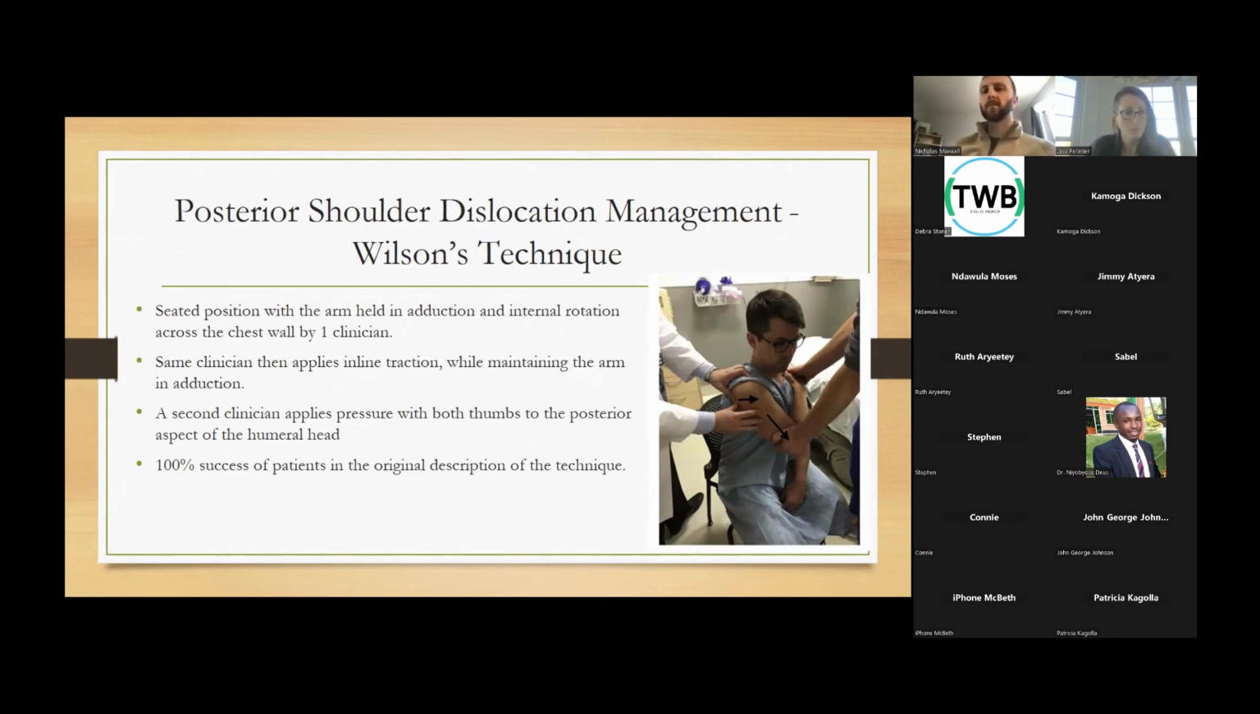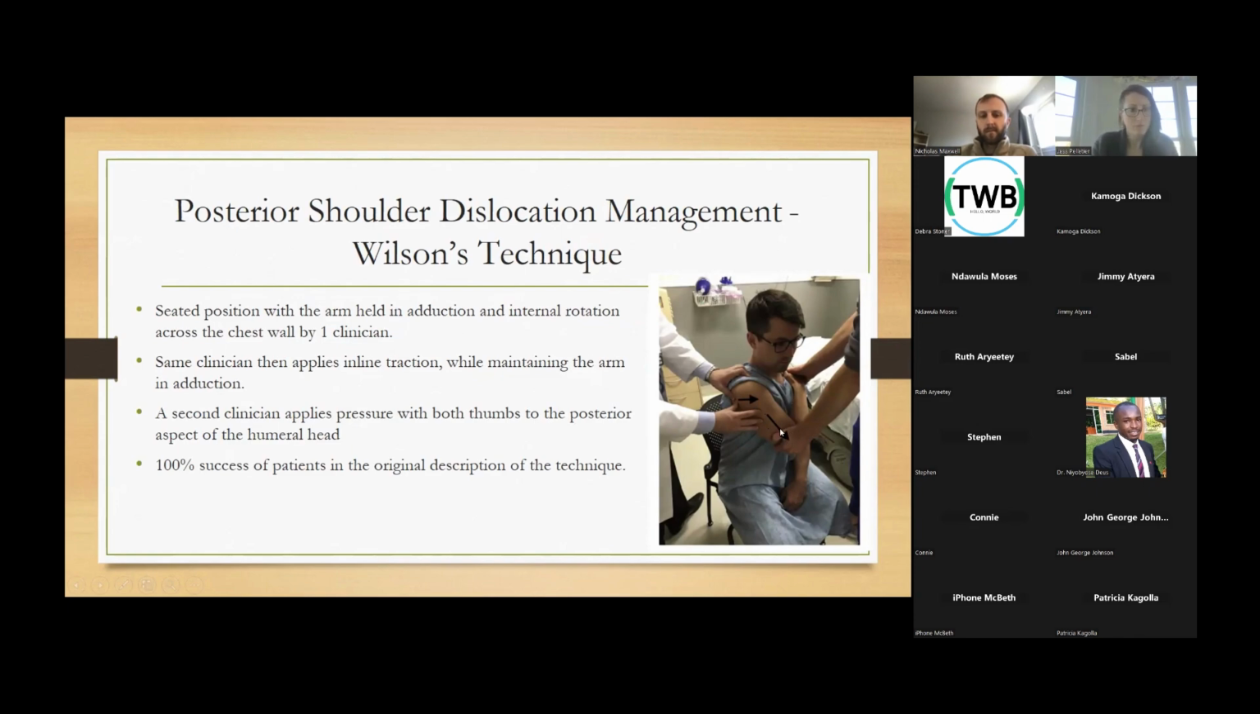However, there are some dedicated techniques that are specific for posterior dislocations. One of them is Wilson's technique, and it's the only technique that I'm going to talk about in this presentation. So I want to draw your attention to this image on the right. As you can see, there are two clinicians. I want you to focus on where these arrows are pointing.